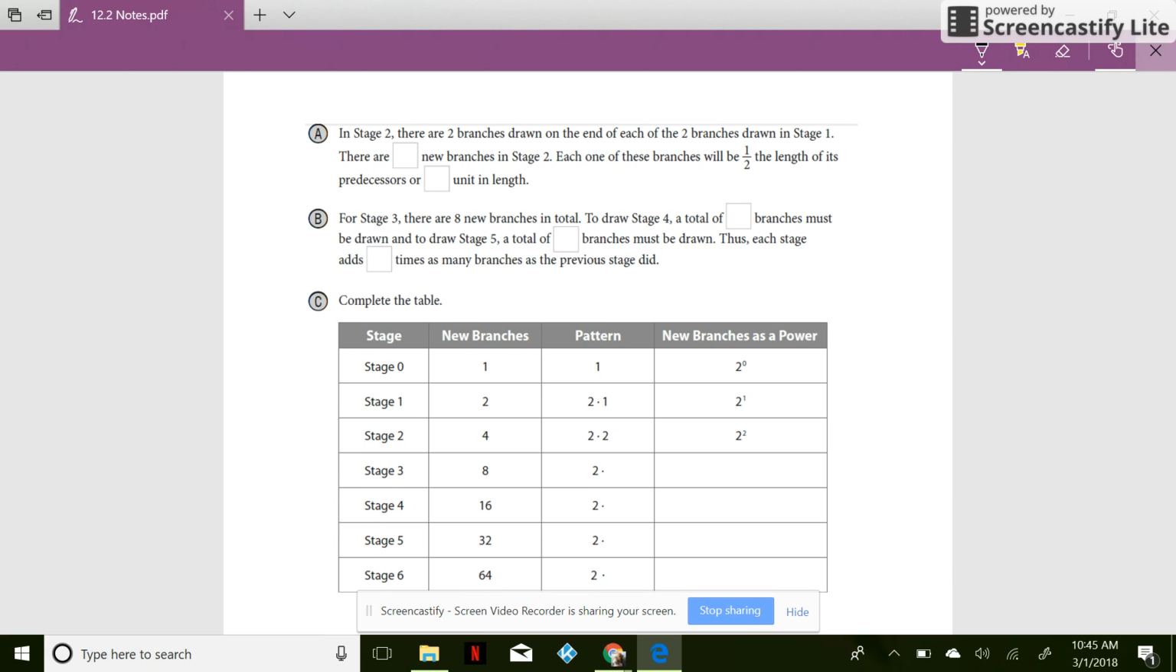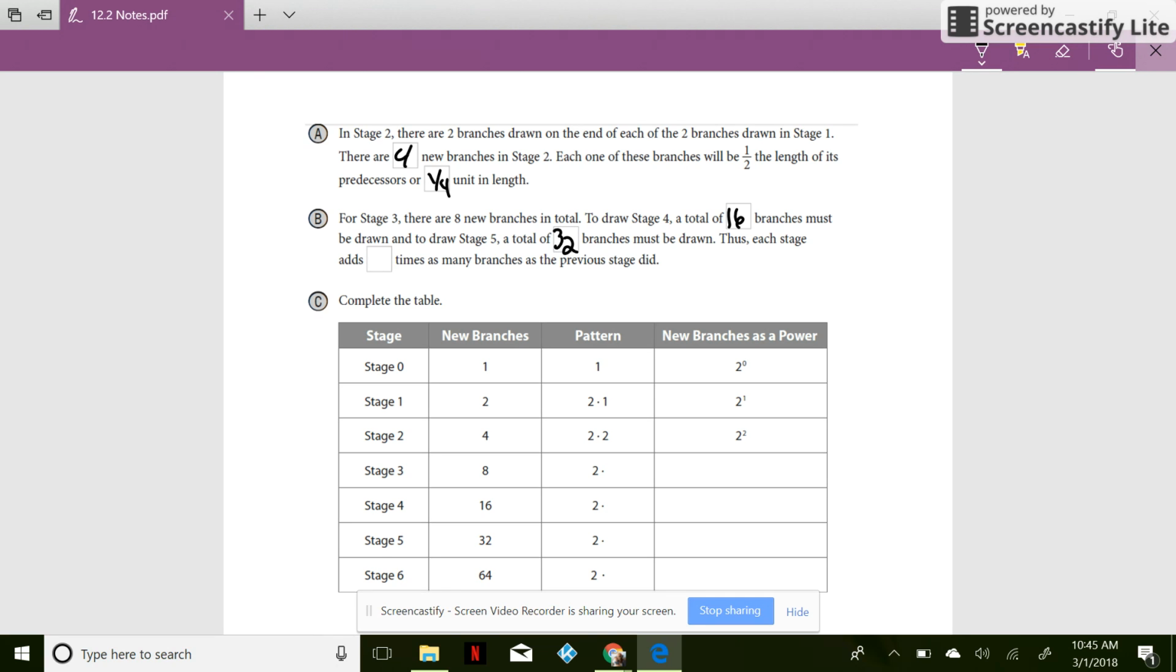In stage 2, there are 2 branches drawn on the end of each of the 2 branches drawn in stage 1. So that means there are 4 new branches in stage 2. Each of these branches will be half the length of its predecessors, or 1/4 unit in length. In stage 3, there are 8 new branches in total. In stage 4, you'd have to draw 16 branches. In stage 5, you'd have to draw 32.